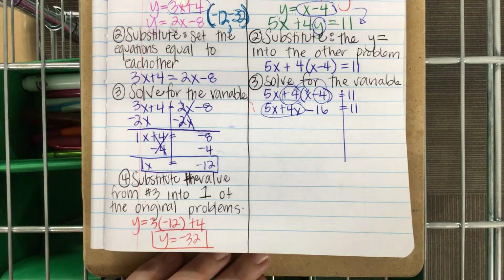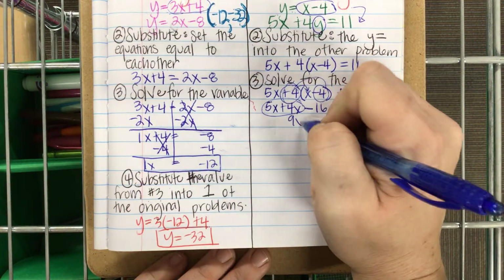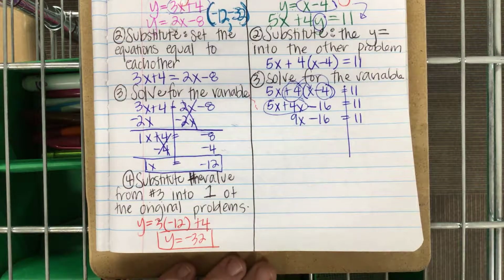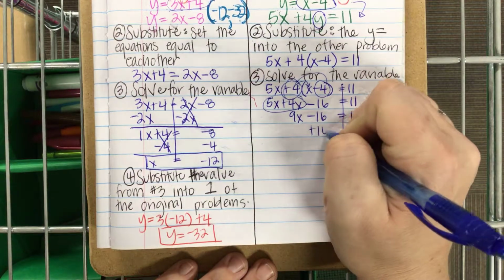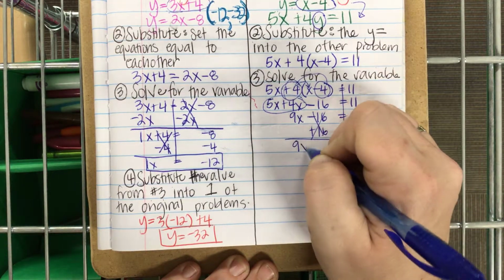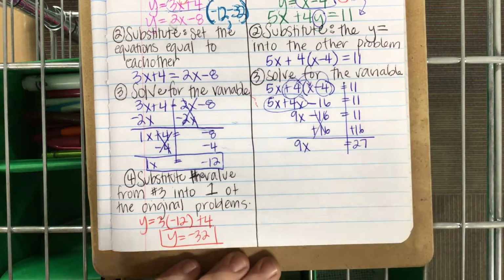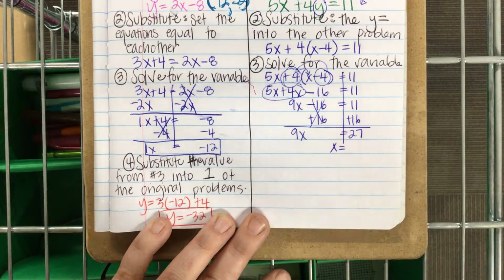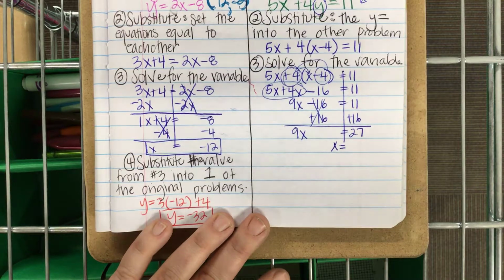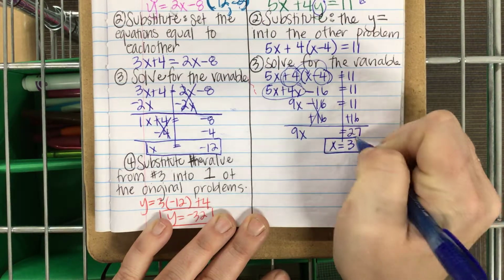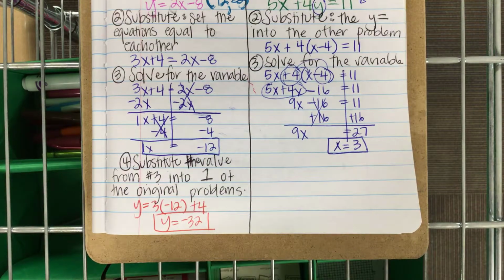5x plus 4x is 9x, minus 16 equals 11. Am I done yet? No. Add 16. Am I done yet? What does x equal? What's 27 divided by 9? 3. Am I done? Almost. Kind of.